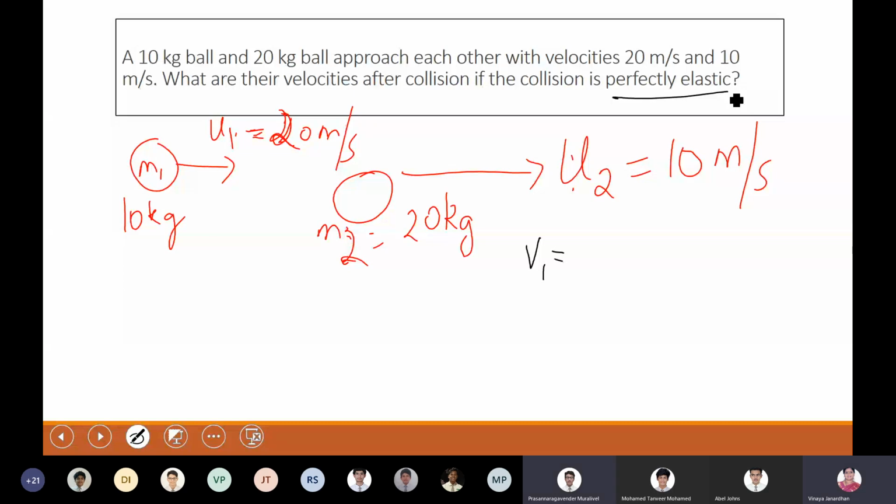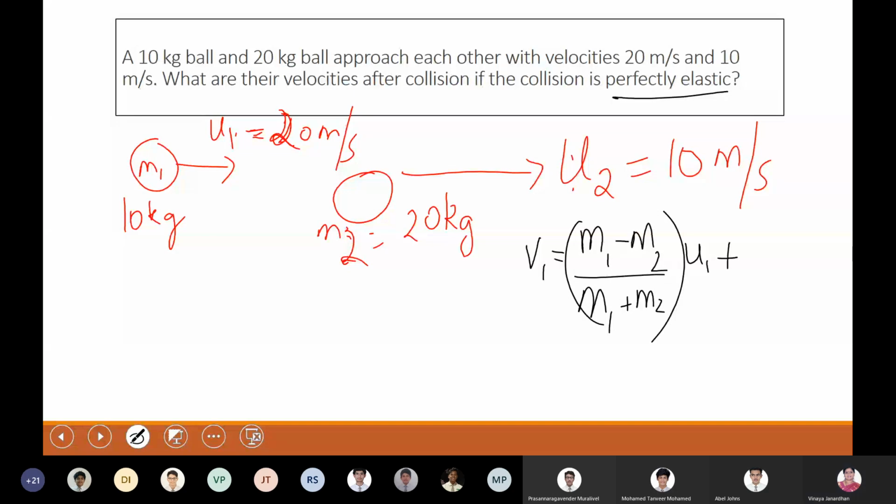Fine. V1 is equal to M1 minus M2 into U1 plus 2M2 U2 divided by M1 plus M2, boys, because I haven't done numerical on collision. And for V2, you have to change the subscript. So you find the value of V1 and the value of V2. It's a direct substitution numerical.